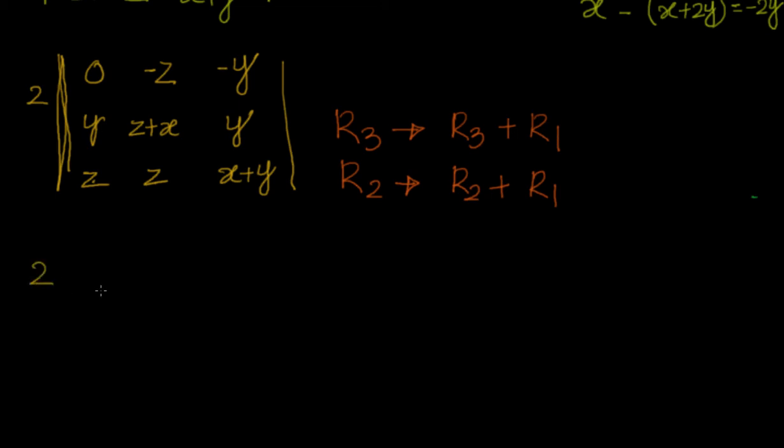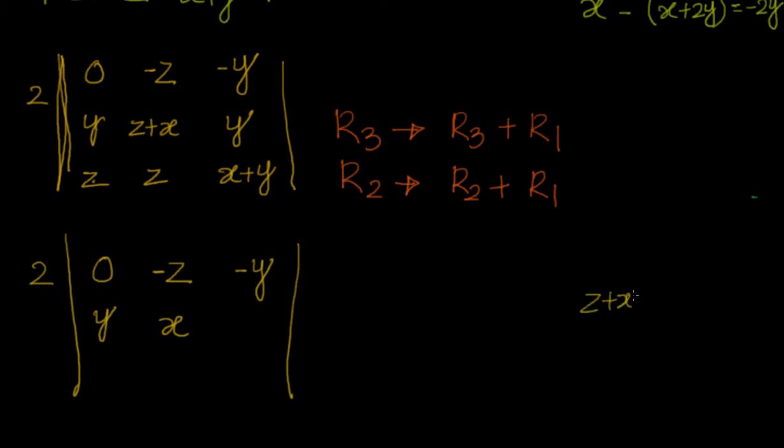Let us see what's happening now. Okay, right. So I'll have 0 as it is, minus Z, minus Y. Now R3 is R3, R2. Let's go to R2 is R2 plus R1. That means Y plus 0, Y. Z plus x minus z, that's nothing but equal to x. I hope you are okay with that. Similarly, y minus y is 0.